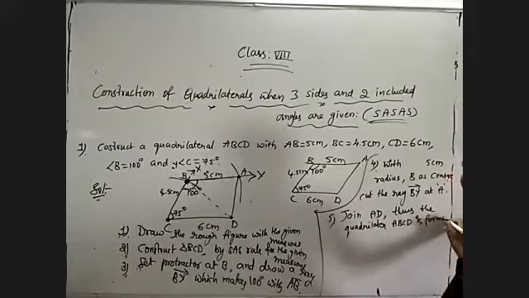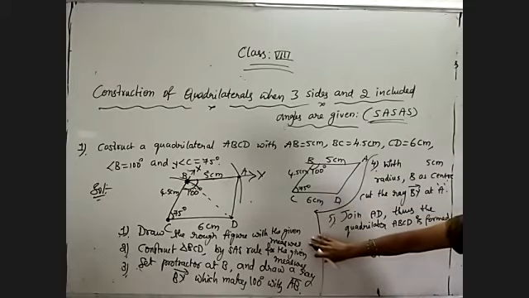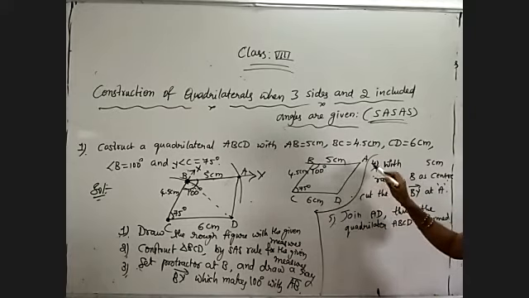So once again I am telling, whenever 3 sides and 2 included angles are given, take any one of the sides as the base. First try to construct the triangle by using the side angle side criterion. After that, to get the fourth vertex, use the remaining 2 measurements, that is included angle and side, and find out the fourth vertex. That's all. And these are the construction steps. Now coming to the exercise problem.